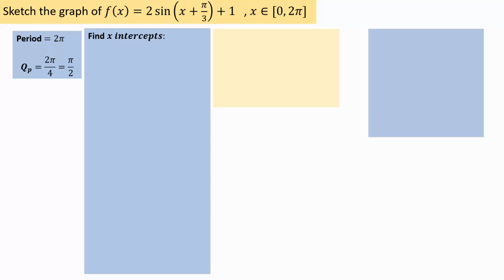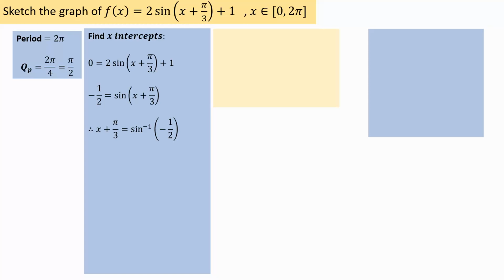Find x-intercepts, we would let y equal to 0. So I'm going to let y equal to 0. Now you're doing exactly what you did yesterday. Remove every part of the equation to get x by itself. Plus 1, subtract 1, times 2, divide 2 on both sides. So this is what I get. The next line is negative half equals the sine of x plus pi on 3. My goal is to get sine, remove sine, so I can get x by itself. Sine inverse both sides, I get sine inverse of negative half.